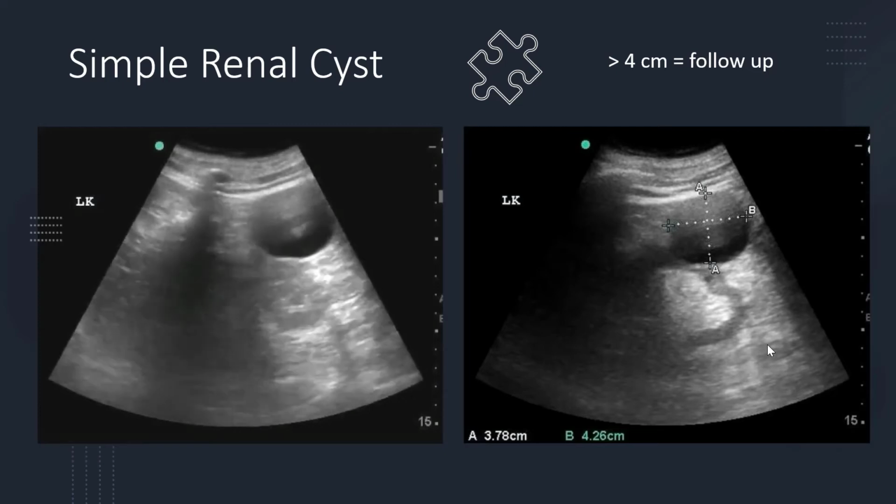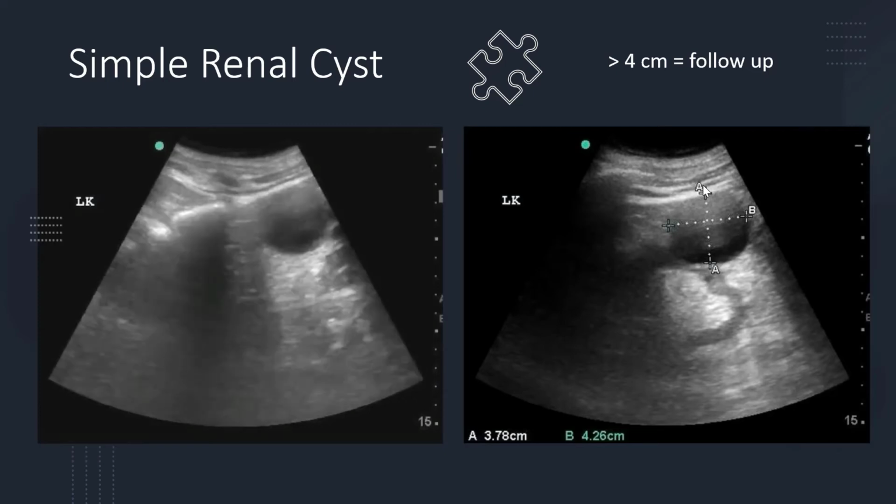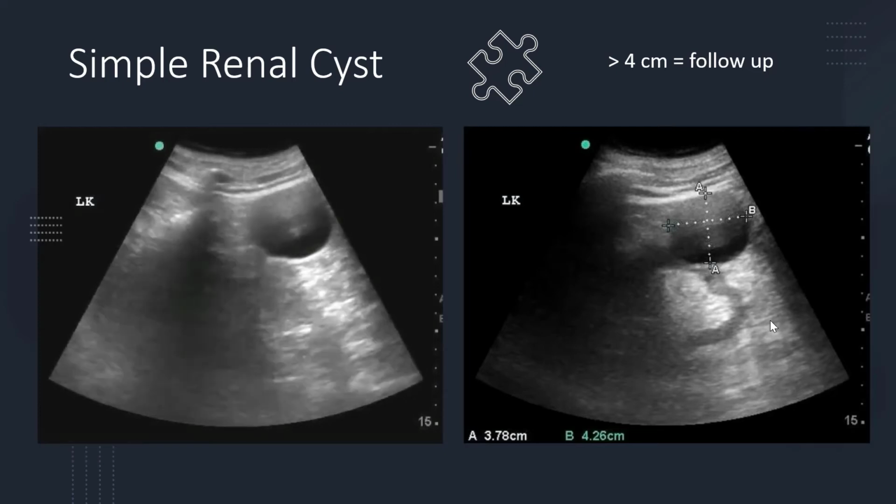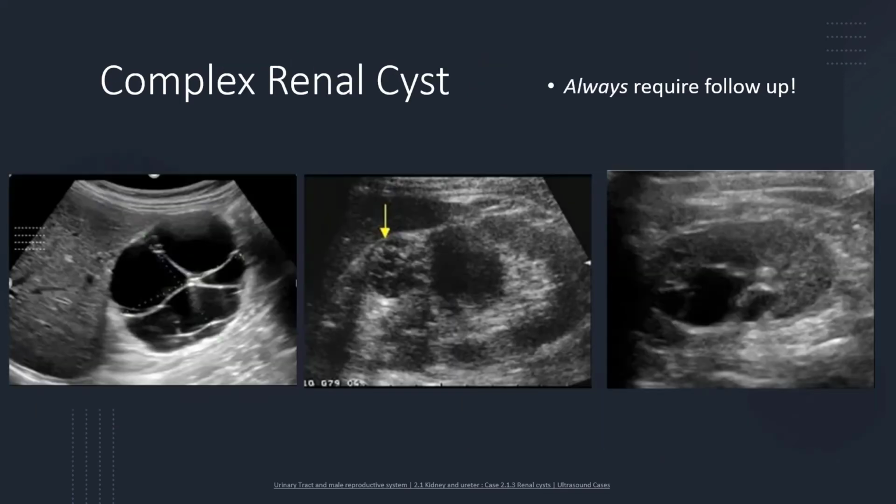I always think it's good too to take a still image and just measure from the posterior and anterior wall and laterally. And you'll see here this one's 4.2 centimeters, so this patient should follow up. And that is different from complex renal cysts, as these usually have some kind of abnormality that you can see within the cyst itself. So here on the left, you'll see all these hyperechoic septations in there. This middle one has an irregular density within the cyst itself.